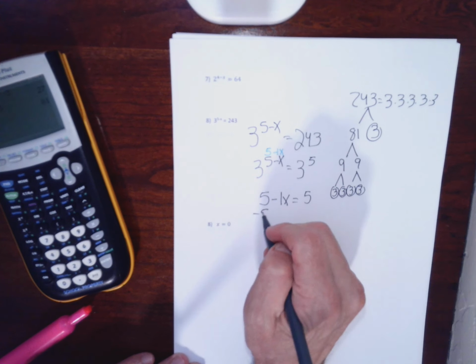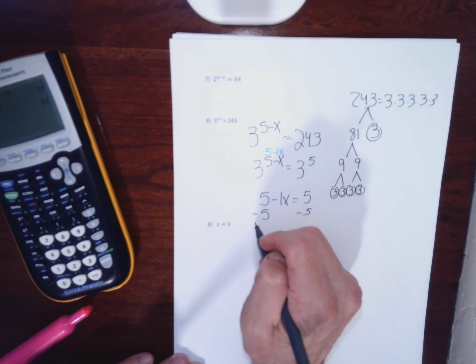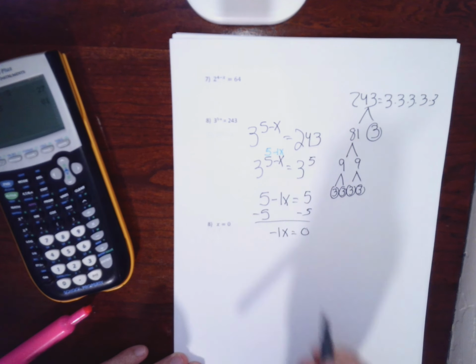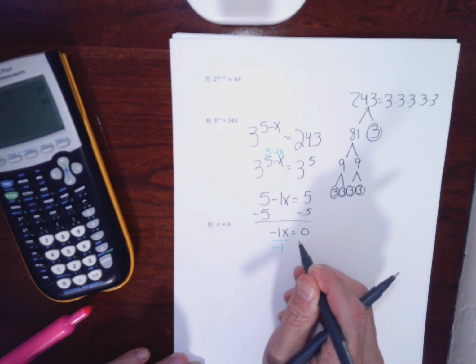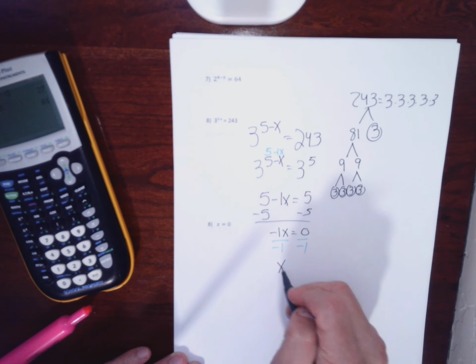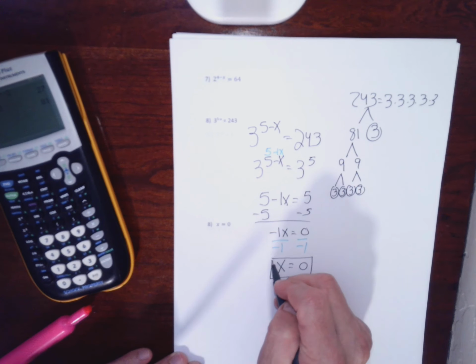I'm going to subtract 5 from both sides and get negative 1x equals negative 5. I'm going to divide by negative 1. On the left-hand side, the two negatives cancel and I get an x. On the right-hand side, fractions with 0 in the numerator are equal to 0.